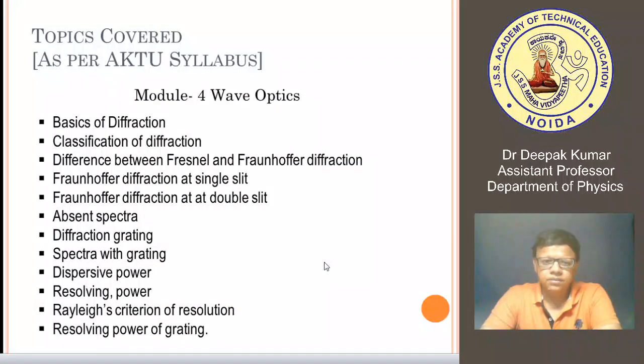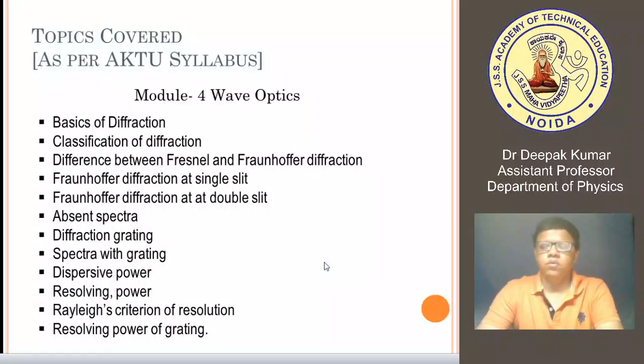of double slit diffraction. Then we will discuss something about diffraction grating and derive the expression for Fraunhofer diffraction at an N slit. Then we will discuss the spectra with grating, then the dispersive power, the resolving power, the Rayleigh criteria for resolution of spectral series, and the resolving power of the grating. All the topics are strictly as per the AKTU syllabus.